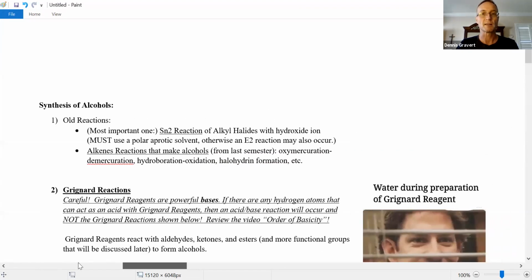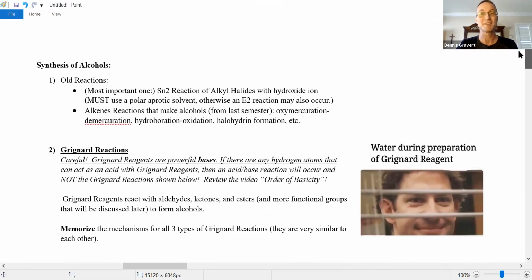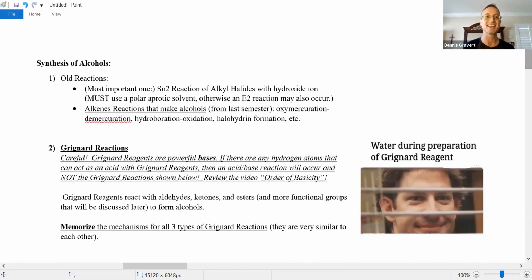Oh, before we get there, quick little review. As you go through your key concepts, I like these because it helps me remember all the details. We're moving on to the last part of key concept, Unit 1, Part 4, where we're talking about how to make alcohols, the synthesis of alcohols. And you still need to know those old reactions. The most important one is the SN2 reaction of an alkyl halide.